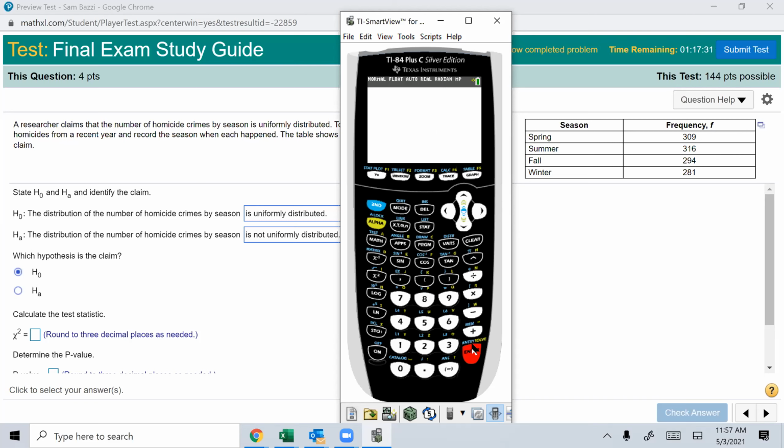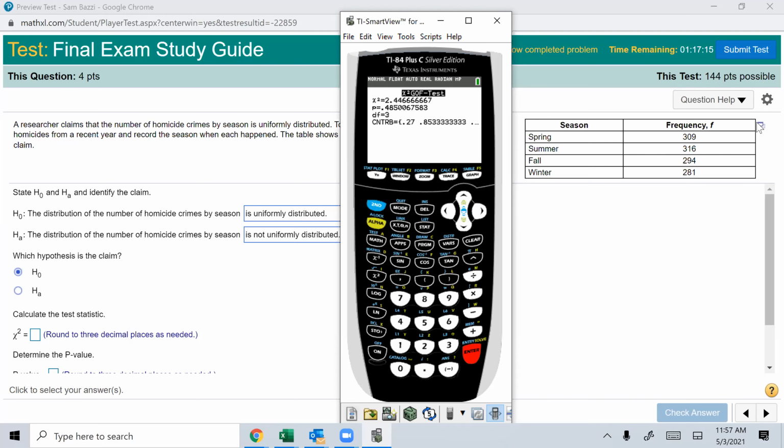Enter. Okay, 2.44, p-value is 0.485, which is bigger than alpha. Fail to reject H0. Not enough evidence to reject the claim. Because the claim is in H0, we use the word reject.